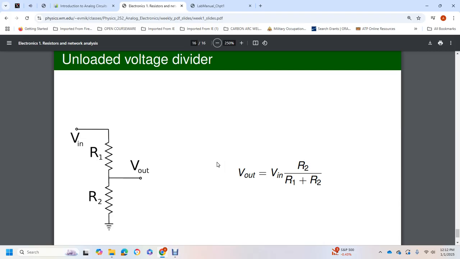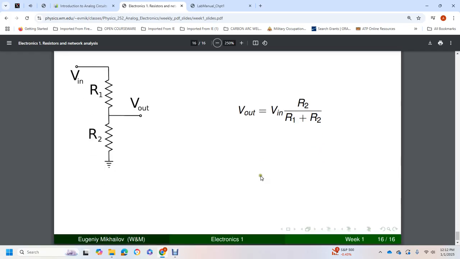Unloaded voltage divider: input voltage goes to resistor 1, then to the voltage output, then resistor 2. The output voltage is equal to the input voltage times resistor 2 over resistor 1 plus resistor 2.